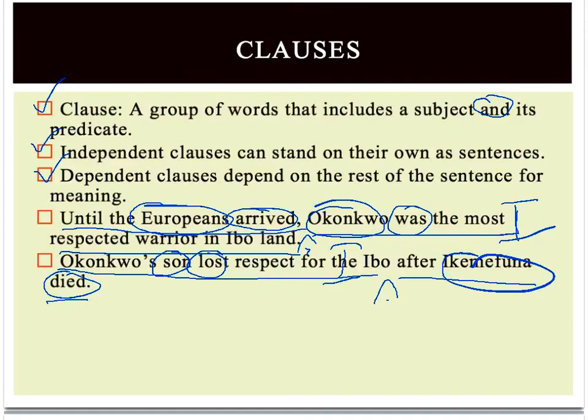But the other one, after Ikemefuna died, if you capitalized the A in after and made that its own sentence, you've got your subject and predicate, but you don't have complete meaning. It's a sentence fragment on its own, therefore it's dependent on the rest of the sentence for its meaning. It's a dependent clause.